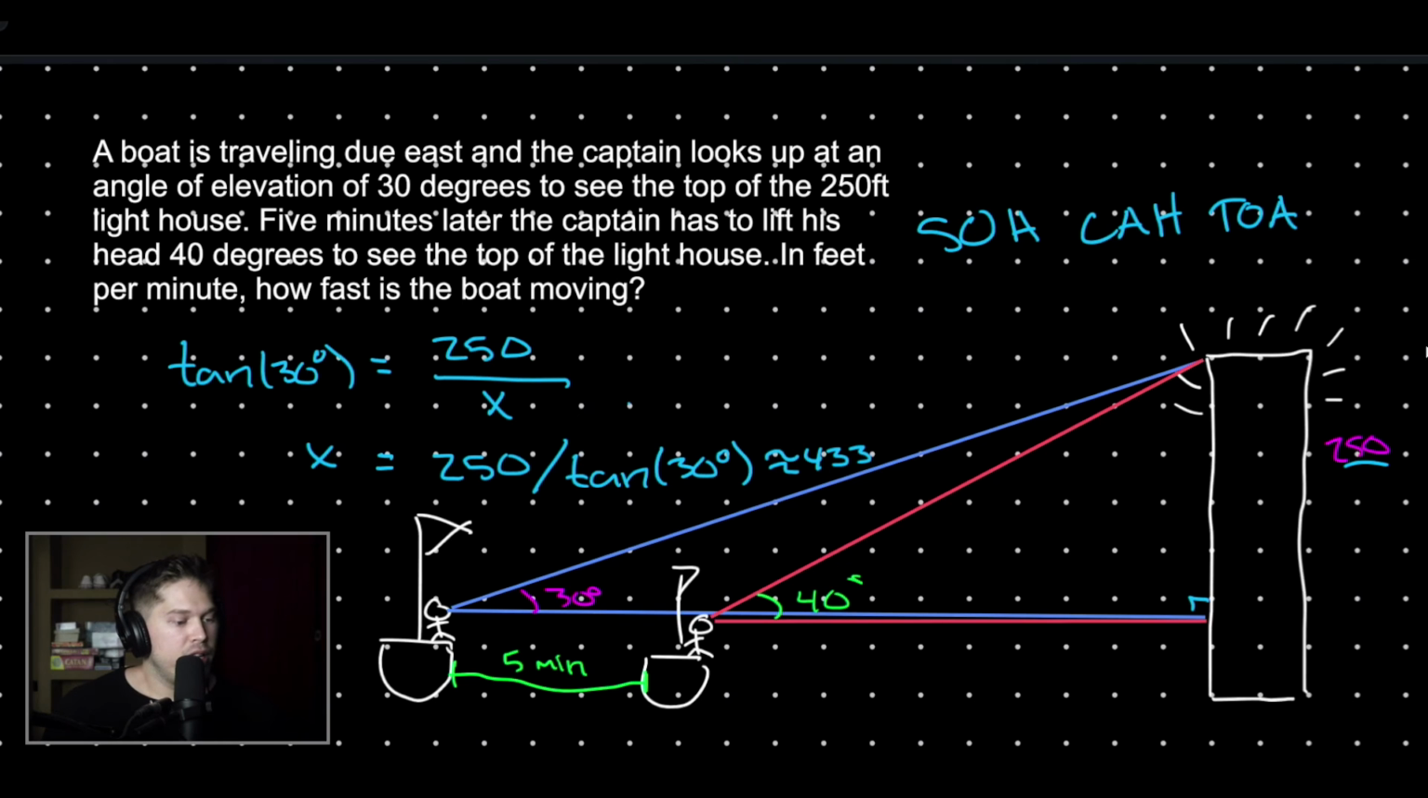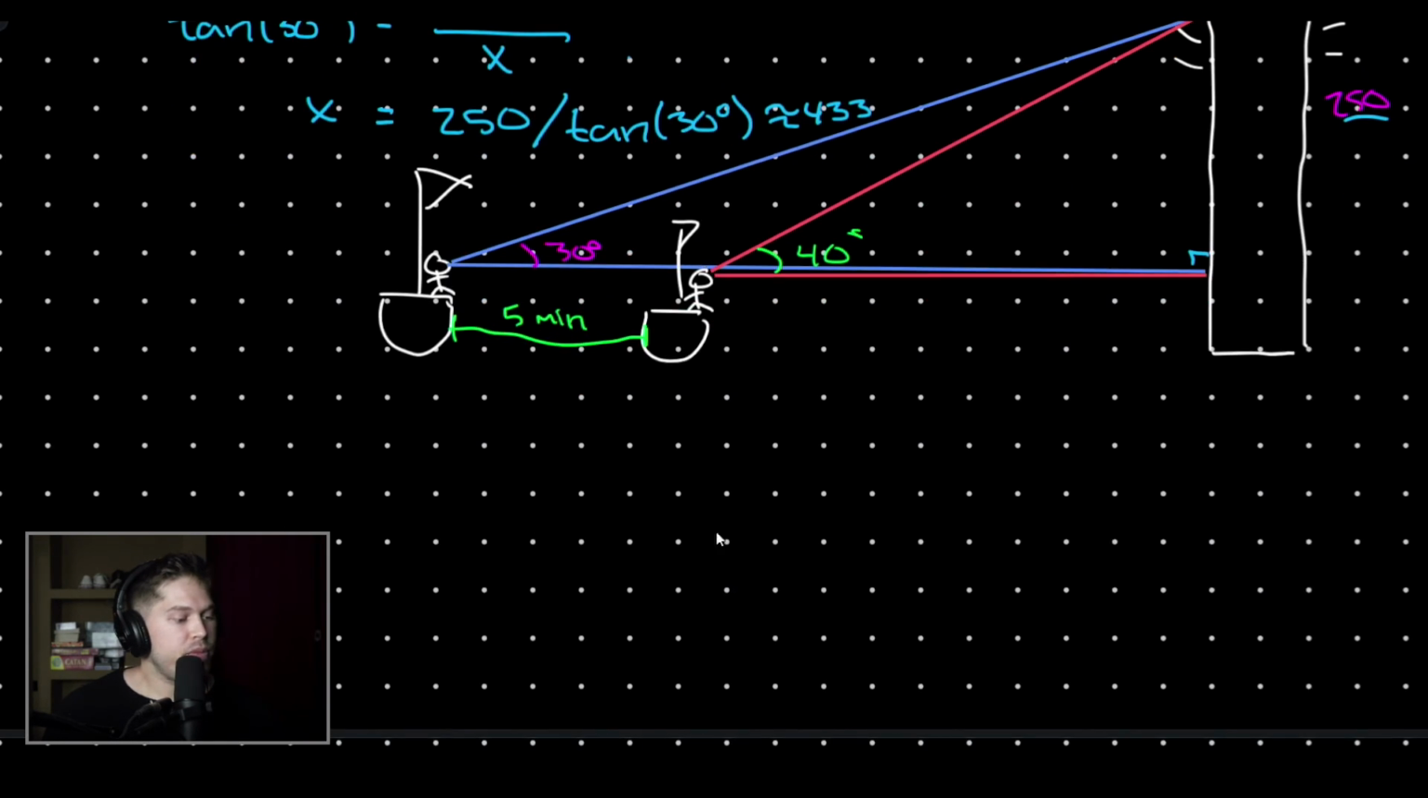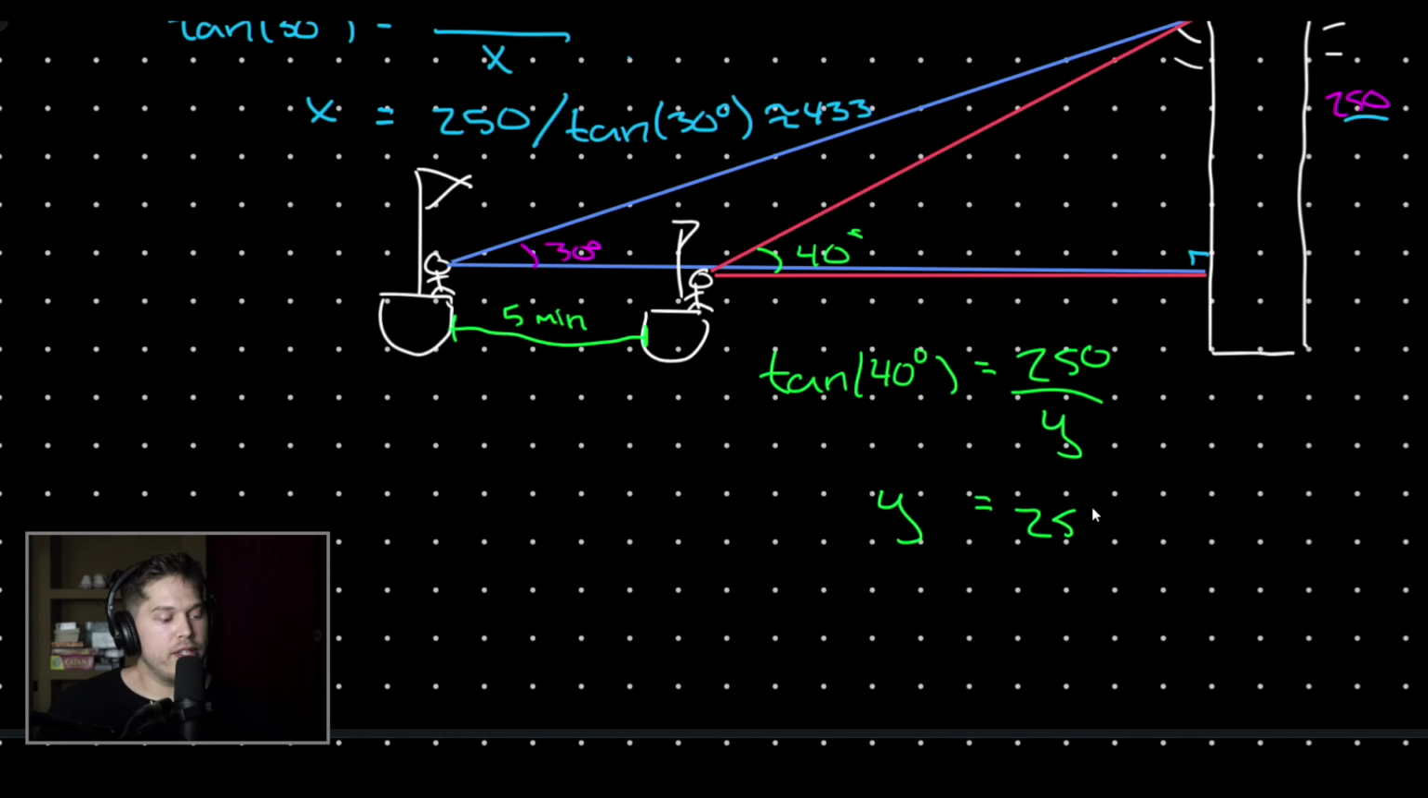Now let's solve for our red triangle. To solve for our red triangle, it's also going to be tangent. It will be tangent of 40 degrees is equal to our opposite, 250, divided by our unknown distance. We'll call it y. To solve for y, we can multiply both sides by y, then divide by tangent of 40 degrees to get that y equals 250 divided by tangent of 40.